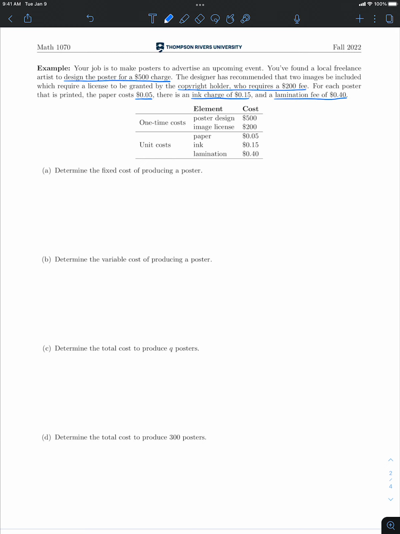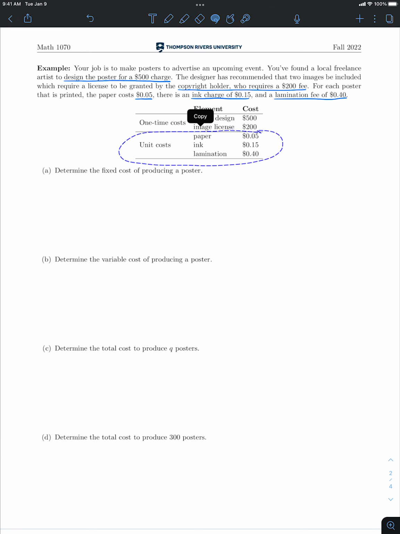Okay, so all the costs associated with these posters are summarized in this table. We've got our one-time costs. That's another way of saying fixed costs, right? You just have to pay those fees once, but then you also have your unit costs, and this is another way to say your variable costs. So for each unit you produce, you have to pay for the paper, the ink, and the lamination.